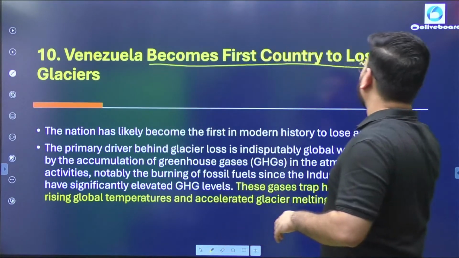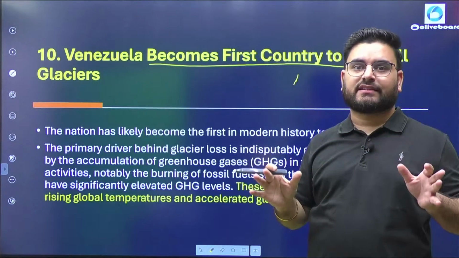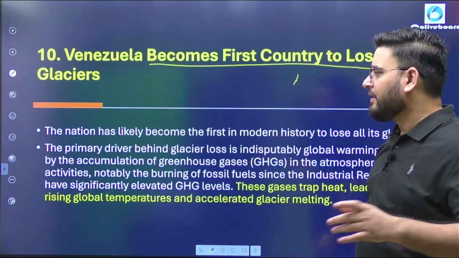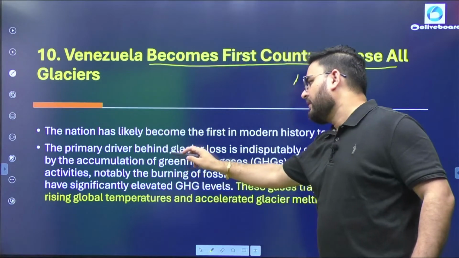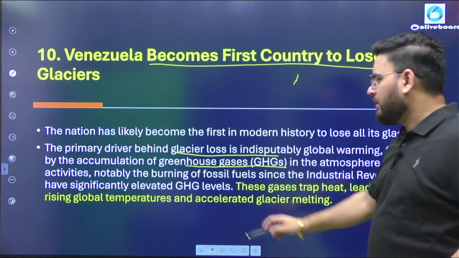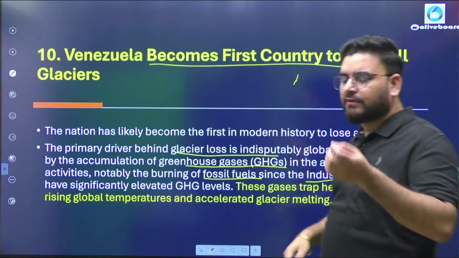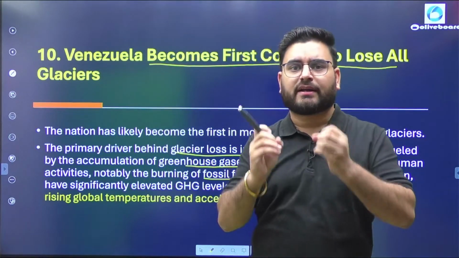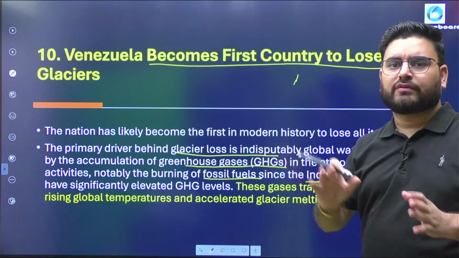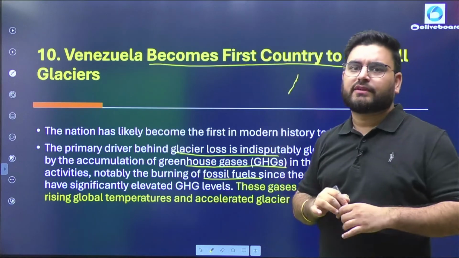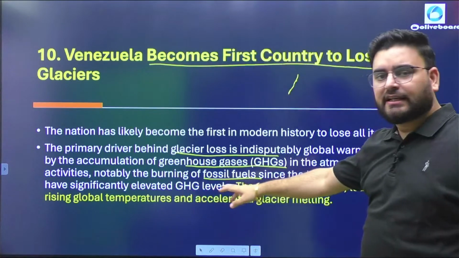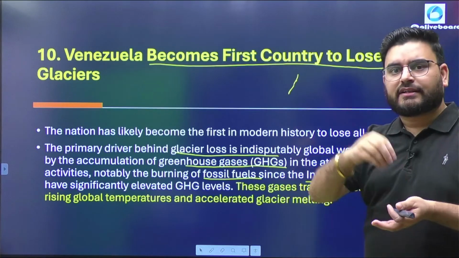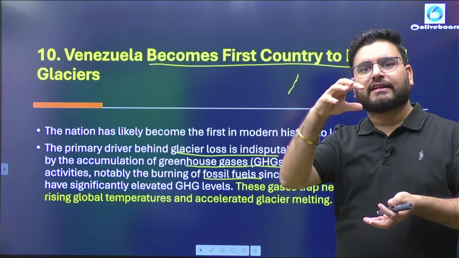Moving on, Venezuela becomes first country to lose all glaciers. These kinds of extreme events put a certain place in your examination. This country has lost all its glaciers because of greenhouse gas emissions due to fossil fuel burning and the industrial revolution. It is not a one-time, sudden phenomenon. It has been happening since the industrial revolution. The coming of factories, illegal extraction of minerals, and burning of fossil fuel have all culminated in the loss of glaciers. Remember this statement: Venezuela has become the first country to lose all its glaciers. These greenhouse gases get trapped and raise the temperature, and glacier is ice. Whenever the temperature increases, ice will melt. Simple.